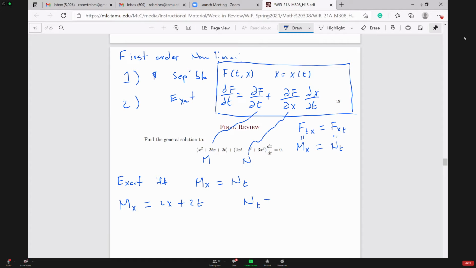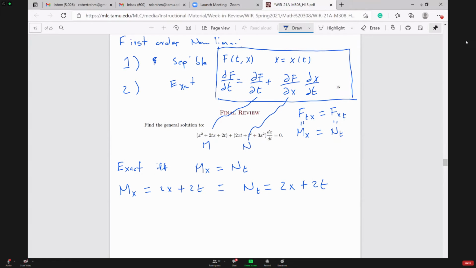And what is the derivative of n with respect to t? 2t plus 2t? No, 2x plus 2t. Yeah, 2x plus 2t. So they're equal, so this is exact. Okay, so I know it's an exact equation, so what is the next thing that I do to figure out what f is?